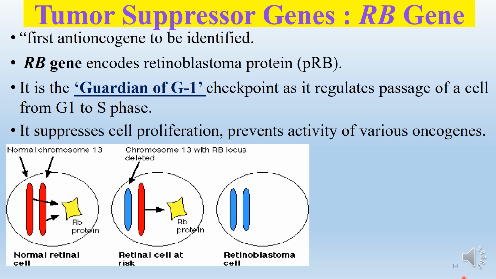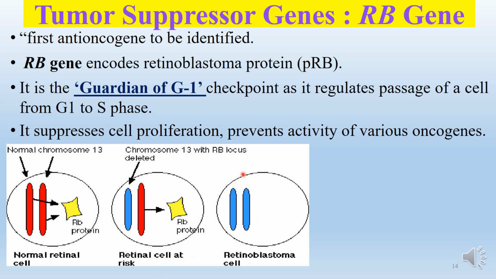Now this is the long arm of chromosome 13, and you can see that this chromosome has the gene for retinoblastoma protein. These genes express themselves and the RB protein is formed. This is a normal retinal cell. When one of the chromosomes is affected, that is, the retinoblastoma locus is deleted, still the RB protein is produced, but the retinal cell is at risk.